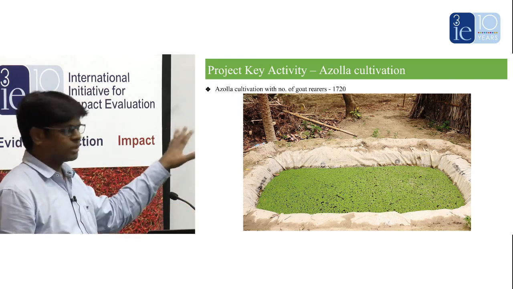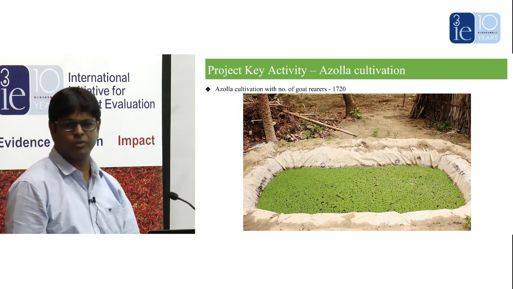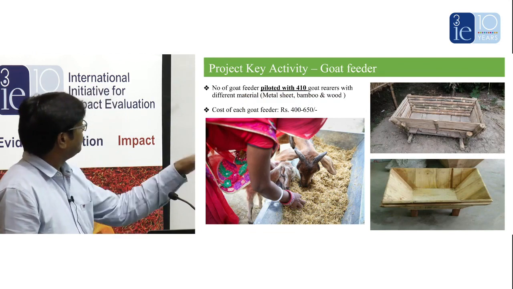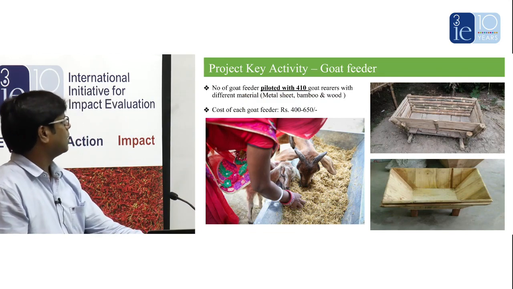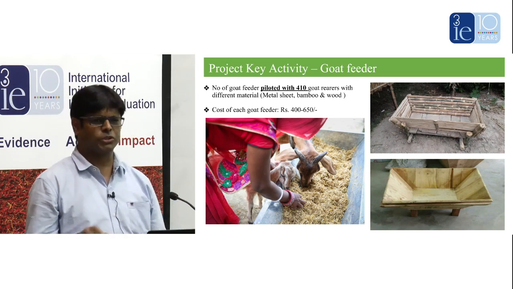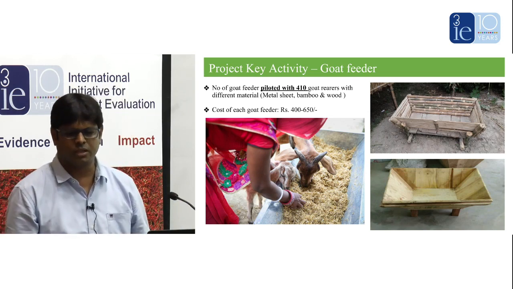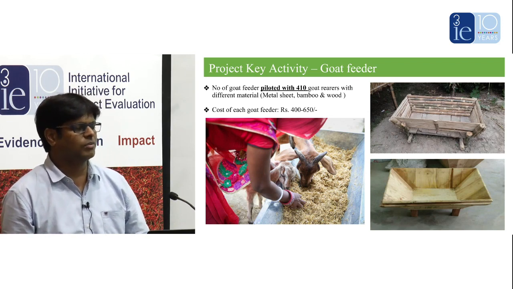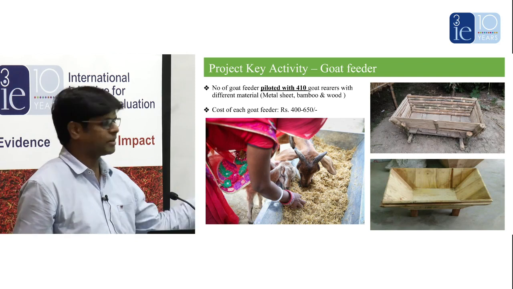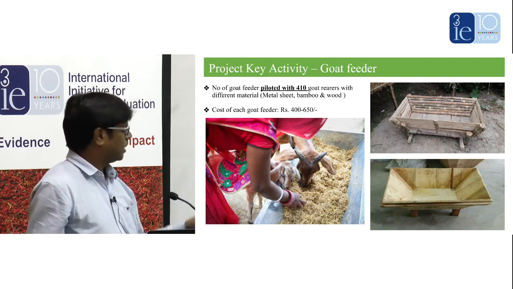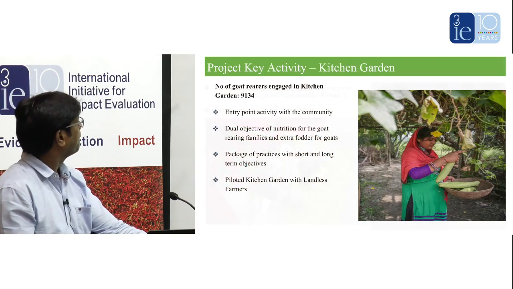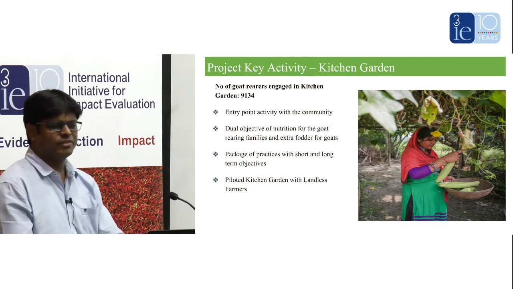So this is the intervention we have made, and we have reached around 1,700 households. These are the feeders we have promoted, because while you put grasses and feed on the ground, there is a possibility of pathogens coming in and the goat getting some disease. So that's why we have promoted different kinds of feeders, and these feeders are being used by these goat rearers.